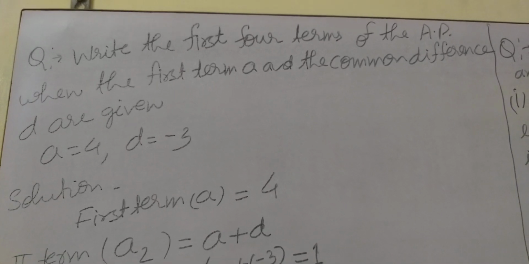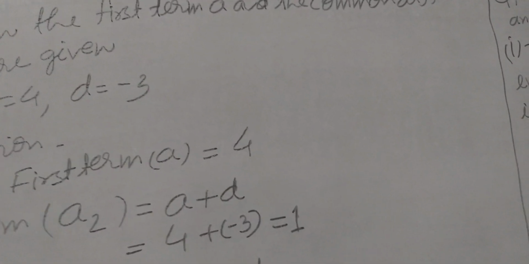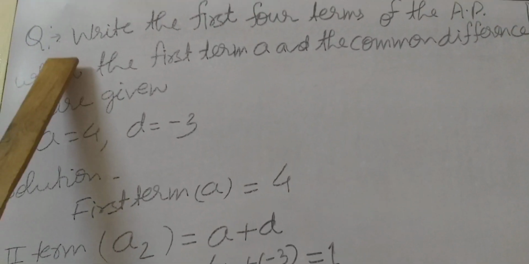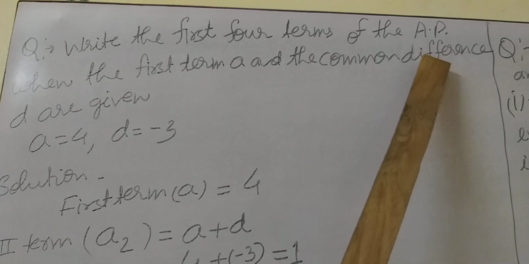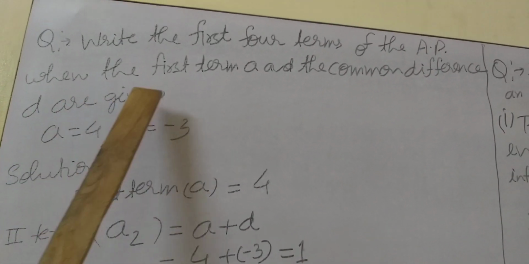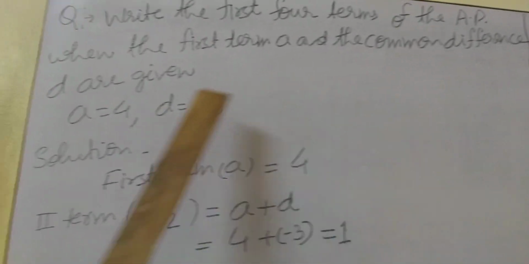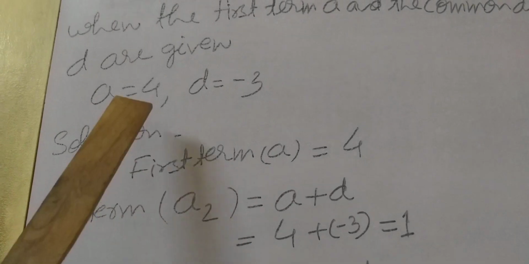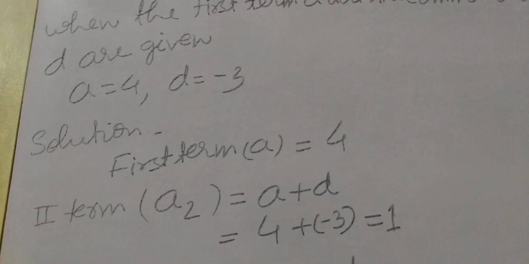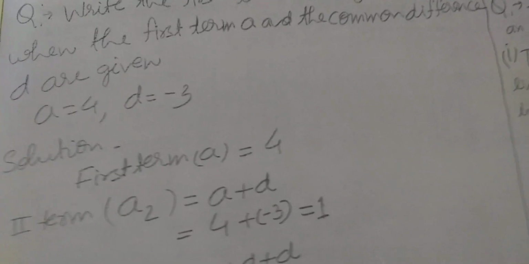Today we are going to solve some questions of AP. Question number 1. Write the first four terms of the AP when the first term A and the common difference D are given. So students, A equals 4 and D equals -3 are given to us. We have to find the first four terms.